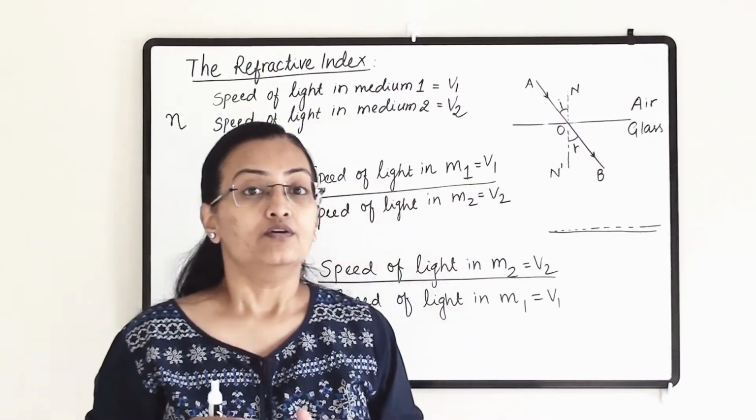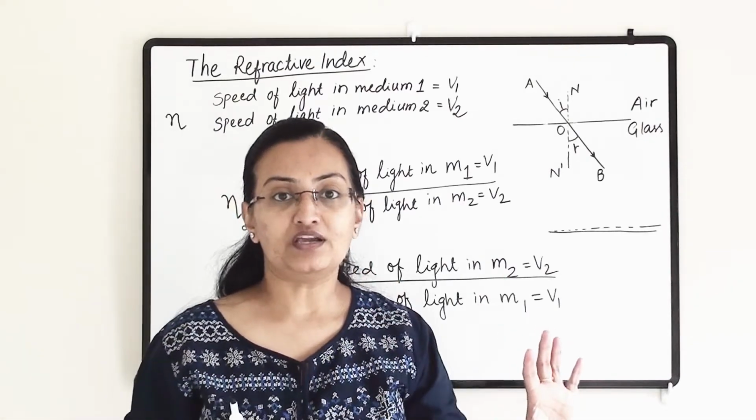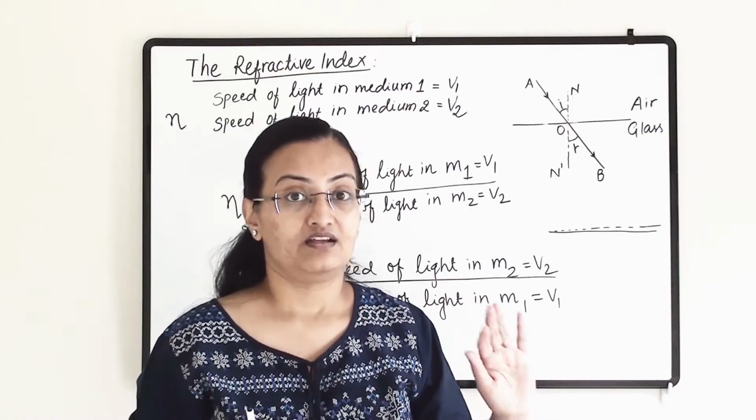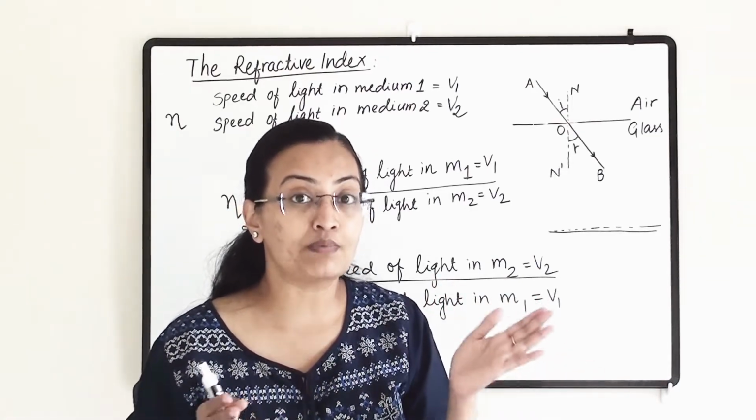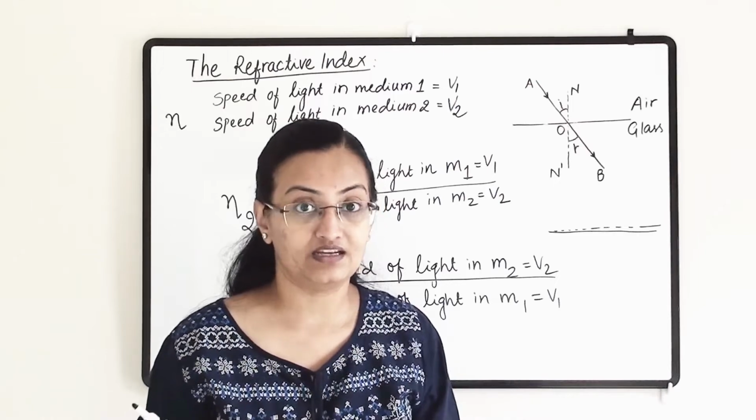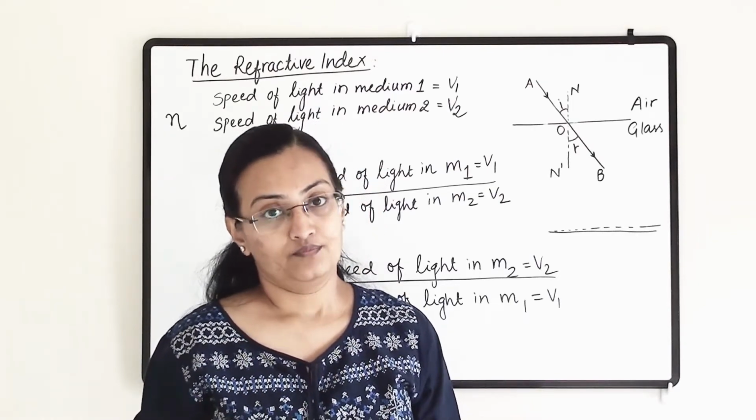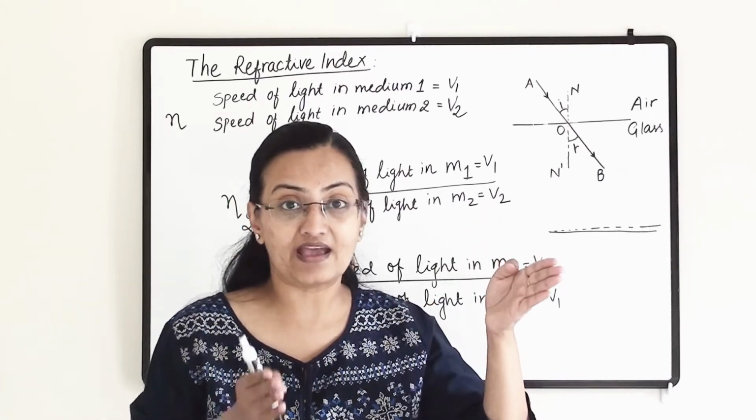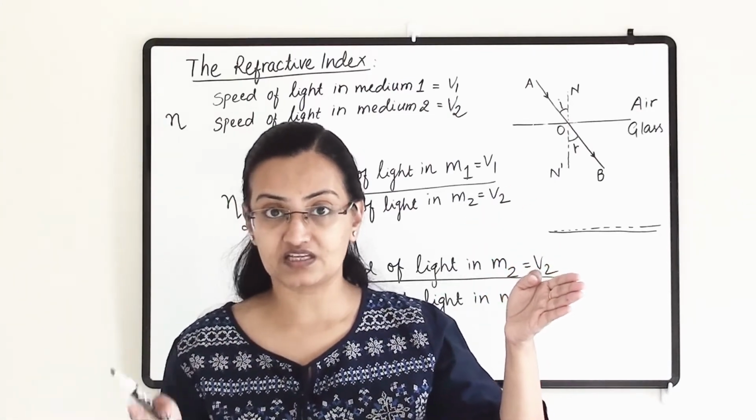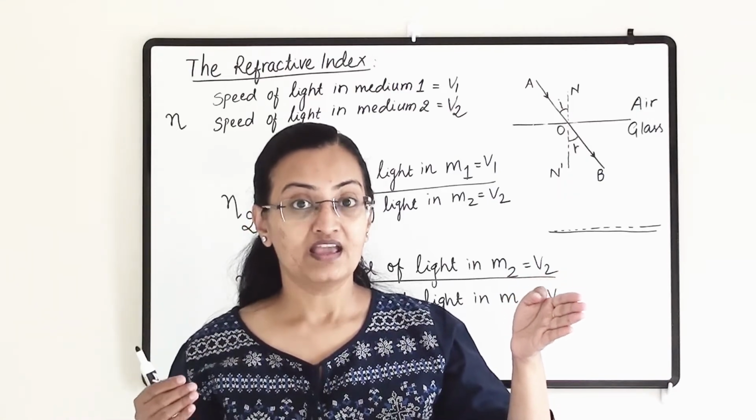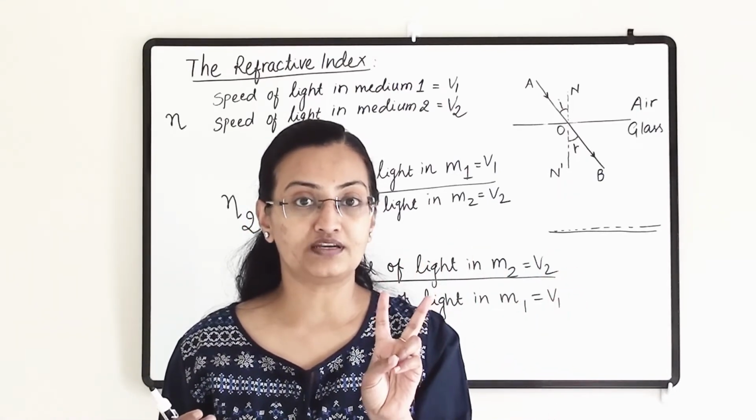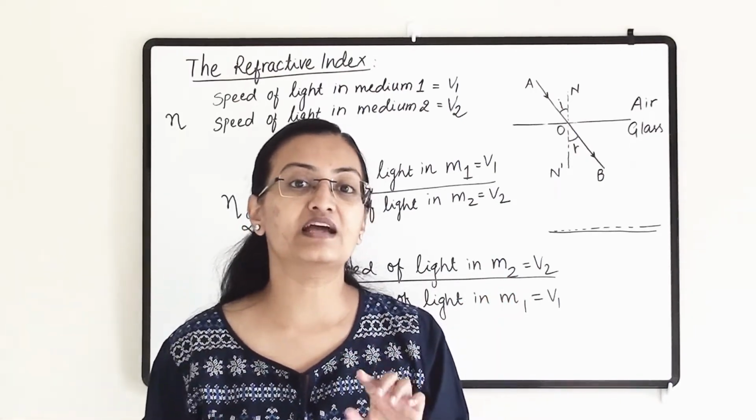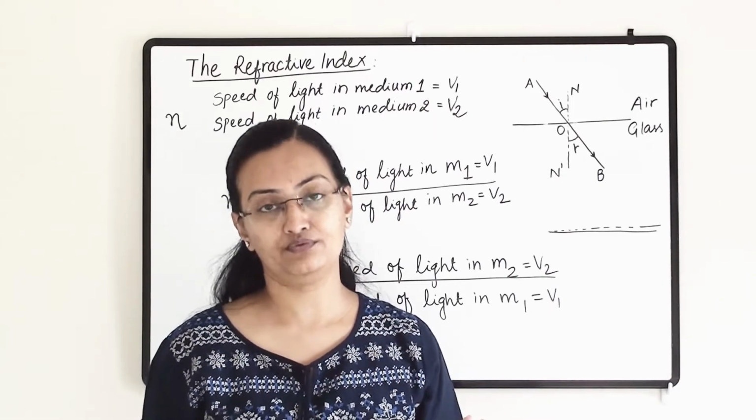Now let us consider that one of the media is air, and that is fixed, because we are taking air as the medium where the light speed is maximum and where it is not bending. It travels straight through the air. So when we take air as one medium, and with respect to air we check different media like glass, water, oil, then that refractive index is known as absolute refractive index.